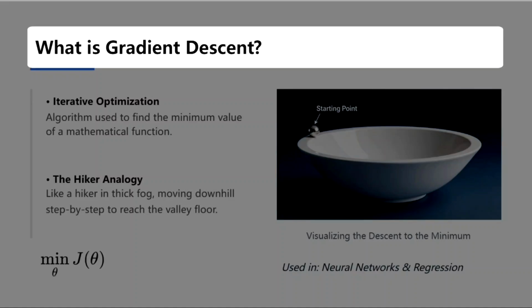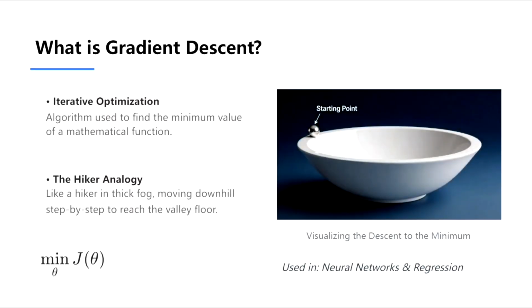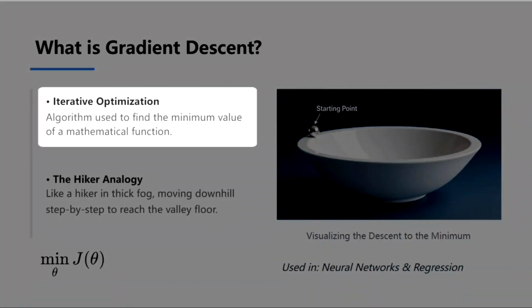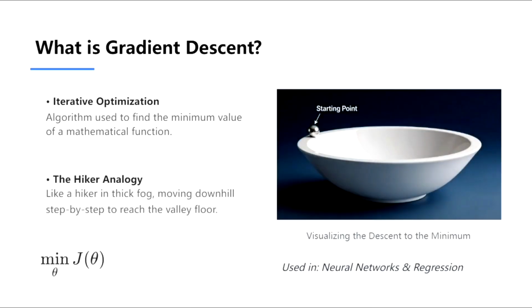Today, we are beginning an exciting journey into the heart of machine learning. Our first stop is understanding a fundamental concept called gradient descent. Technically, gradient descent is an iterative optimization algorithm. It's the process our computer uses to find the absolute minimum of a function, effectively searching for the lowest point in a landscape of possibilities.